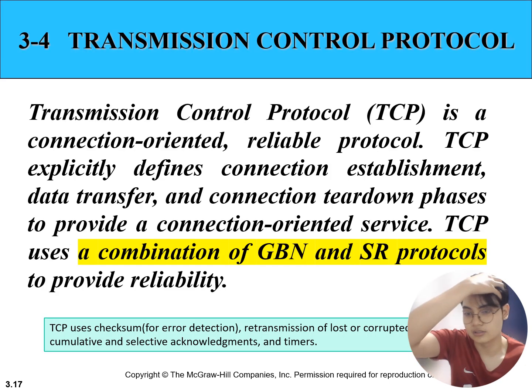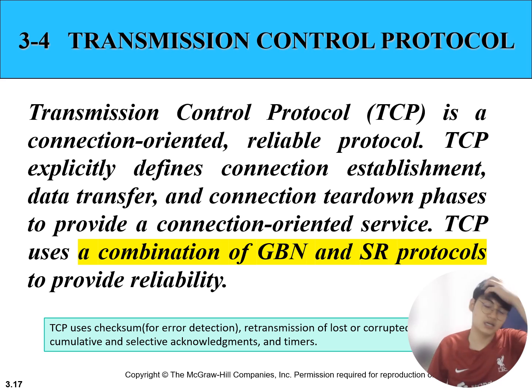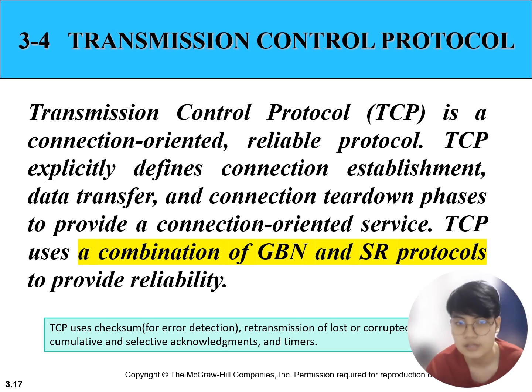Transmission Control Protocol. TCP is a connection-oriented, reliable protocol. TCP explicitly defines connection establishment, data transfer, and connection teardown phases to provide connection-oriented service. TCP uses a combination of GBN, Go-Back-N, and SR, Selective Repeat, protocols to provide reliability.